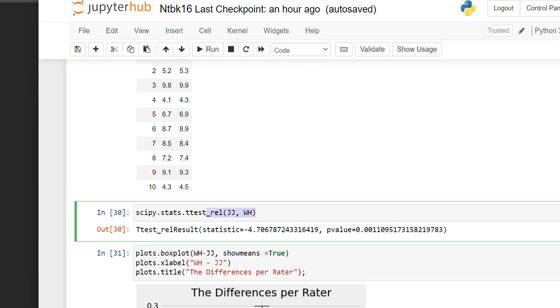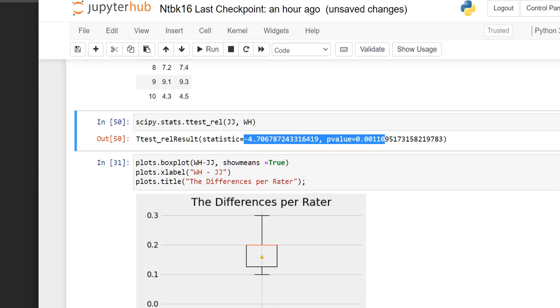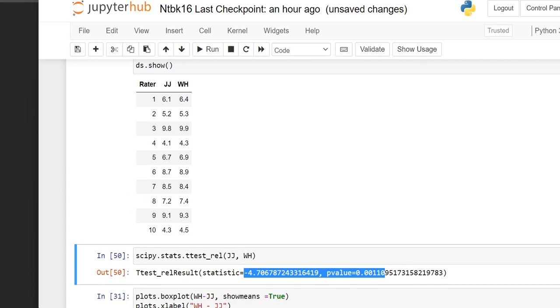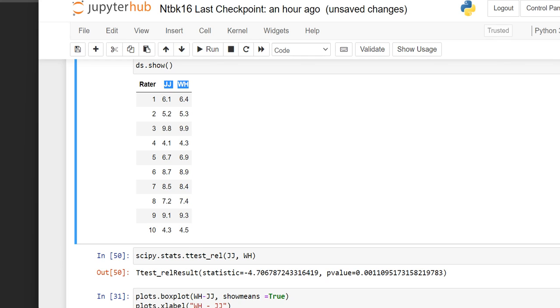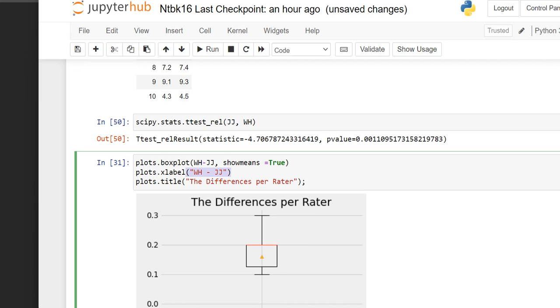But anyway, these are the scores, and when we run it, notice that we do find a difference. The p-value is 0.0011, which is less than alpha. Right now we know there's a difference, but we still want to know which one's better, based on our data, which of these franchises we should consider opening. So notice they're doing WH minus JJ. Positive scores will relate to Wirehouse being better, and negative scores will relate to JJ being better.